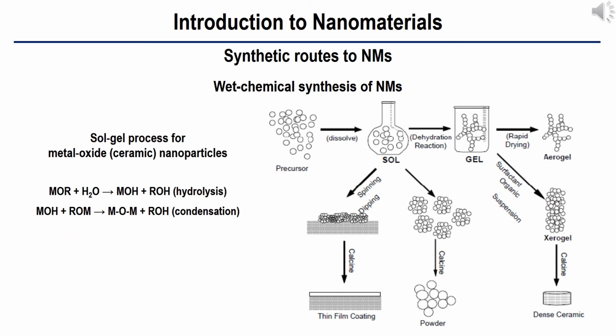Wet chemical synthesis is the most well-known bottom-up approach for the production of nanomaterials. The first way of wet chemical synthesis is the sol-gel process. This process involves the evolution of inorganic networks through the formation of a colloidal suspension, which is called sol, and gelation of the sol to form a network in a continuous liquid phase, which is called gel.